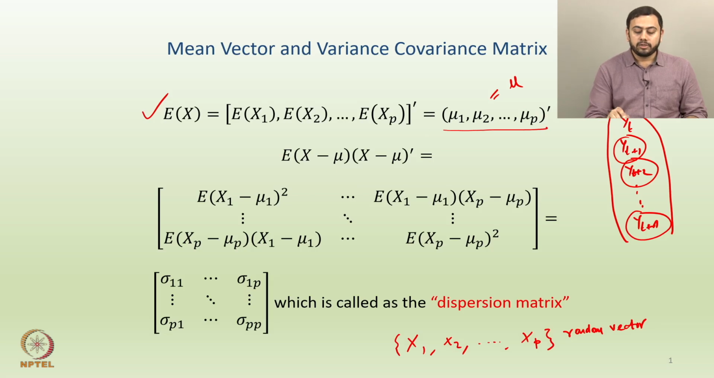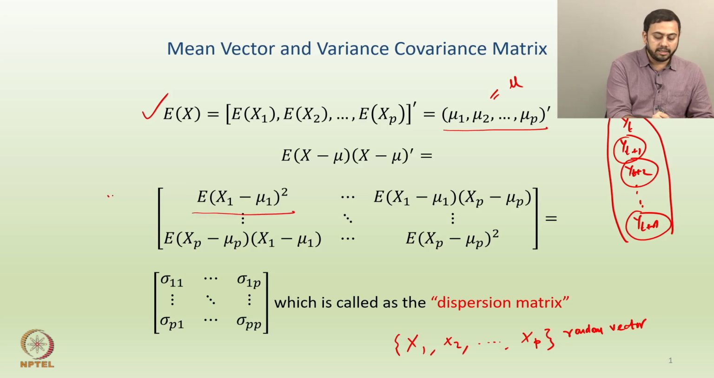So, this should in fact be a matrix, isn't it, because x minus mu is a random vector, x minus mu transpose is another random vector, right. So, a random vector multiplied by its transpose has to be a matrix, okay. And this is exactly the matrix that it should be. So, the 1 1 entry should be expectation of the first random variable minus its mean whole square. So, essentially what is this? This is nothing but the variance of x 1, isn't it. So, this is the variance of x 1.